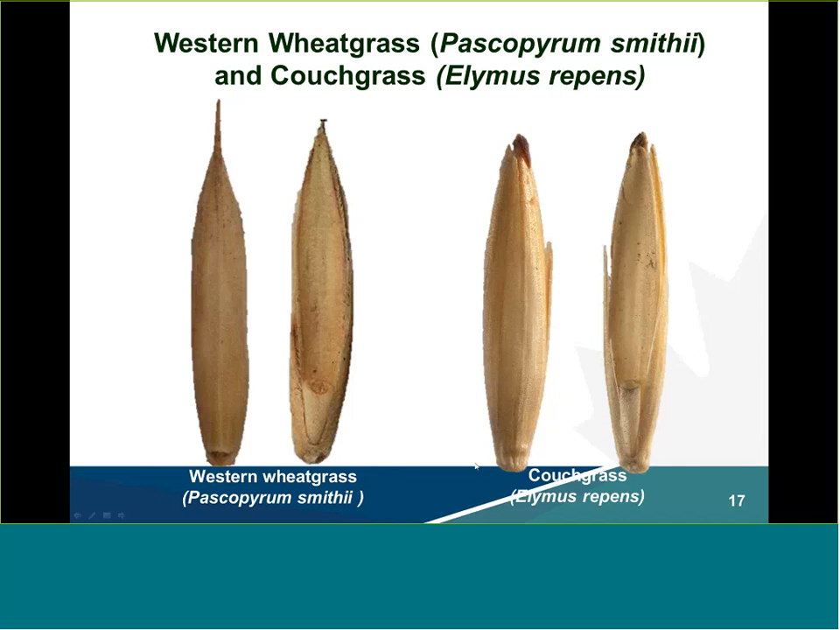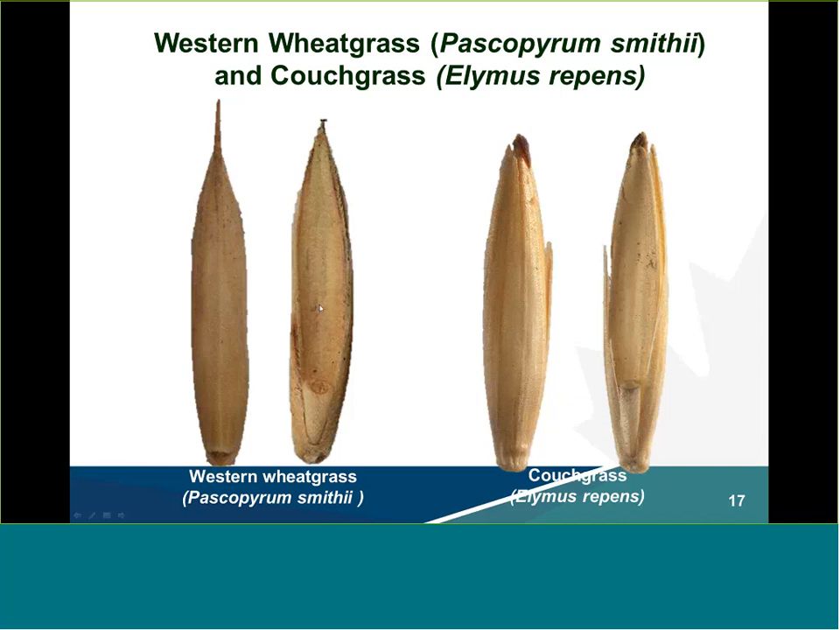Now, the lemma on the western wheatgrass is dull. There's a groove above the callus, so it almost looks like someone put their thumbnail in there. Very distinctive feature for that information point. The lemma on the couchgrass is smooth and shiny, and there's a shiny bump at the base of the lemma. Again, very important.